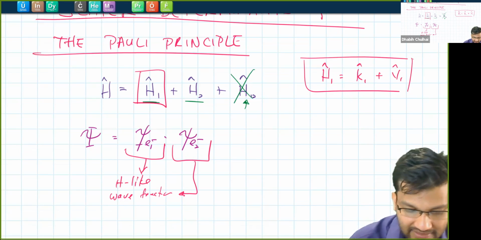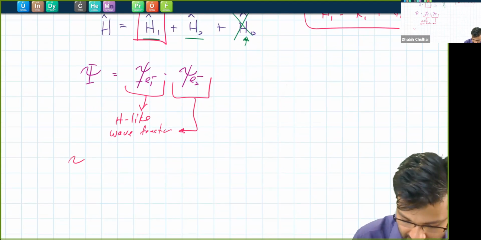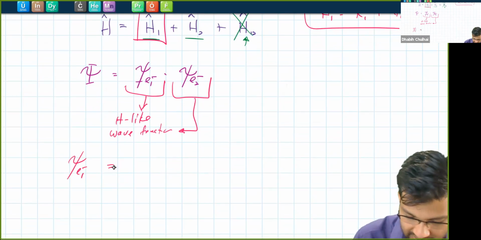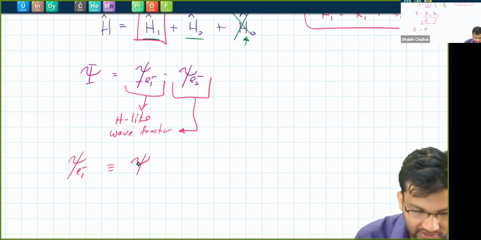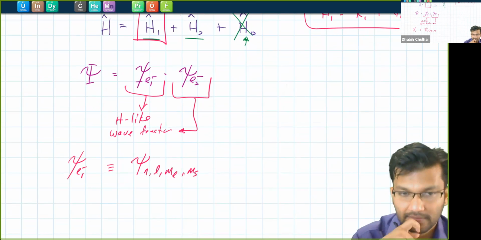So we're going to make this approximation. And so the wave function then for either electron 1 or electron 2, we're going to say is a hydrogen-like wave function with quantum numbers N, L, and ML. And then we're going to add in some spin in there as well.